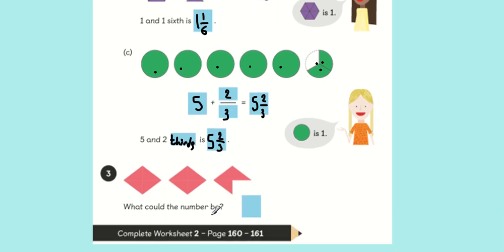Last one then, we've got our shape. What could the number be? Okay, so we've got 1 whole shape, 2 whole shapes, so I'm going to write 2 down already. And here it has been split into 4. 1, 2, 3, 4. That's quarters. And 3 of our 4 are shaded in. So 3 out of 4, 3/4. So this number is 2 and 3/4. Okay, well done for that.